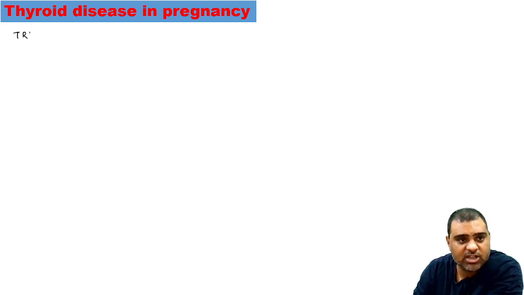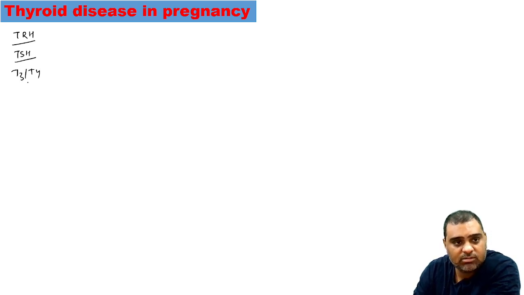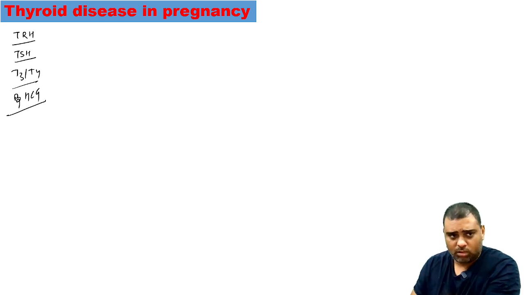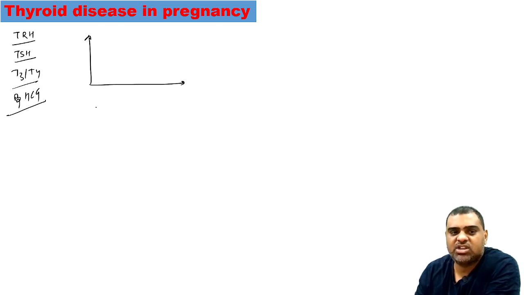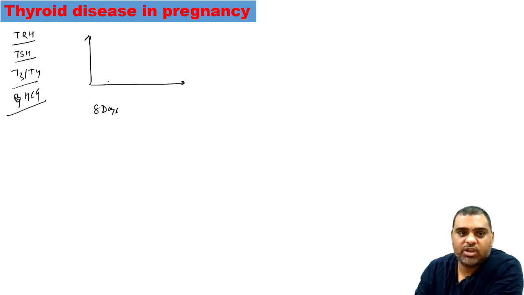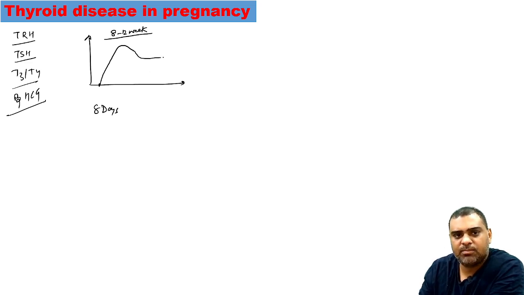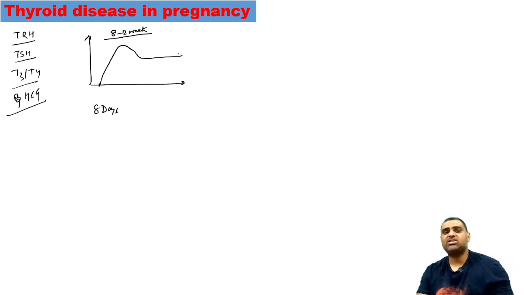There is thyroid releasing hormone, there is thyroid stimulating hormone, then we have T3, T4, and we have beta HCG. Okay, so we know in pregnancy beta HCG starts secreting at the 8th day, and it becomes maximum at 8 to 12 weeks, and then it plateaus. Now beta HCG, I have told you, is like LH, FSH and TSH.